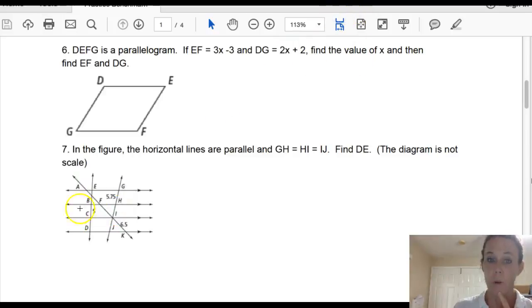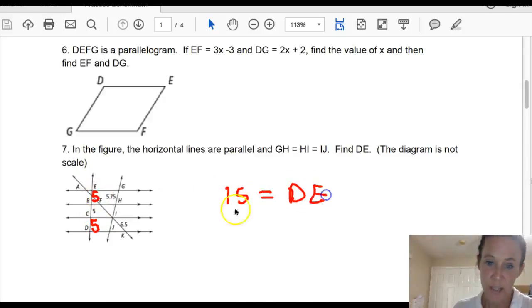All right, so knowing that and the information they've given us, it told us to find DE. Well, they give us one of the segments, it's 5. So I know this is 5 and this is also 5. So the full length here will be 5 plus 5 plus 5, or 15. 15 is DE. So this is just a test to see if you know that theorem.